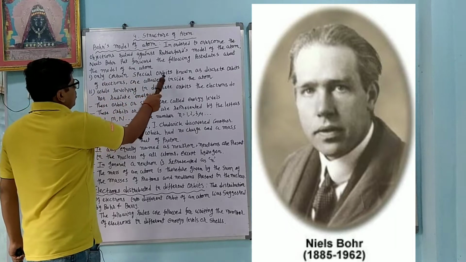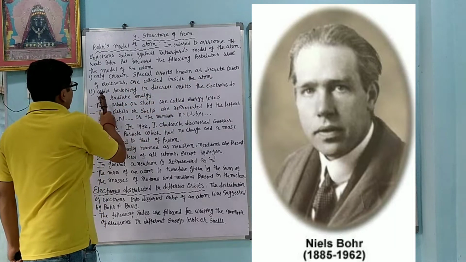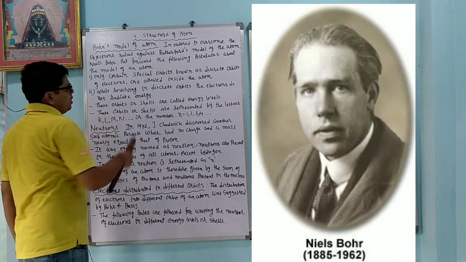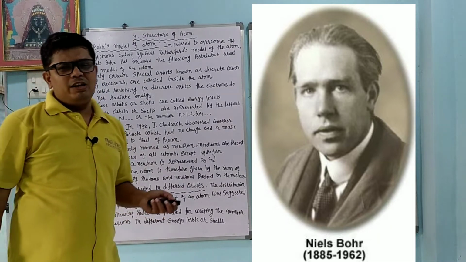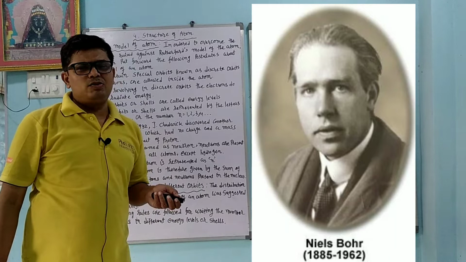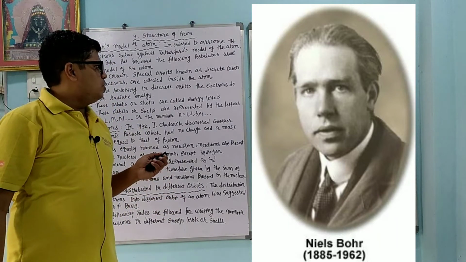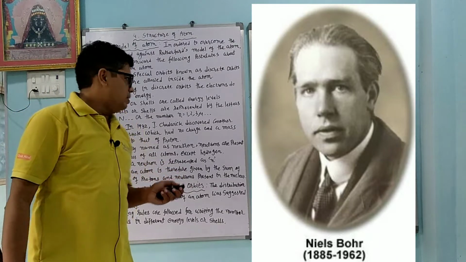Only certain special orbits, known as discrete orbits of electrons, are allowed inside the atom. While revolving in discrete orbits, the electrons do not radiate energy. So when electrons are moving in different types of orbits, n equals 1 is K, n equals 2 is called L, n equals 3 is called M. Okay, so whenever they revolve around the nucleus, at that time they will not emit any type of energy.